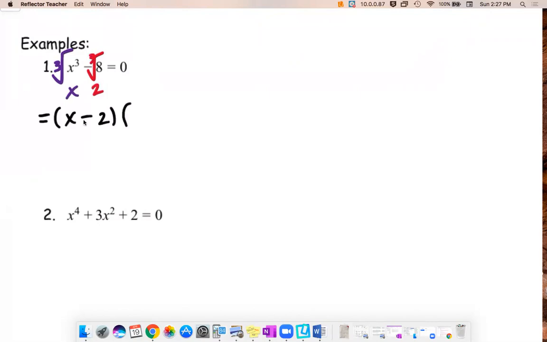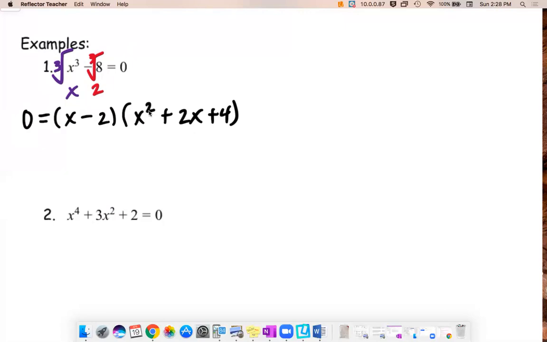Since that's a minus, this has to be a minus. Then x squared plus 2 times x, so 2x, plus 2 squared, which in this case is going to be plus 4. And then what we're trying to solve is when this equation is equal to 0. So at this point, we can solve this. I can set this equal to 0 and solve, and I can set this one equal to 0 and solve. But the thing is it doesn't factor anymore, because we can't factor this, or else we would have been able to do it in the first step.